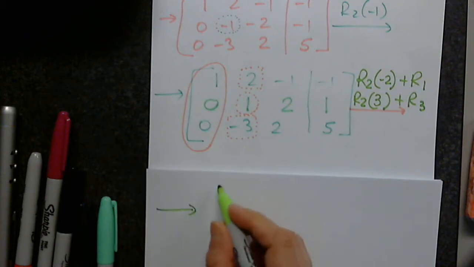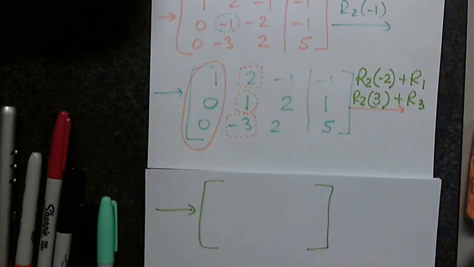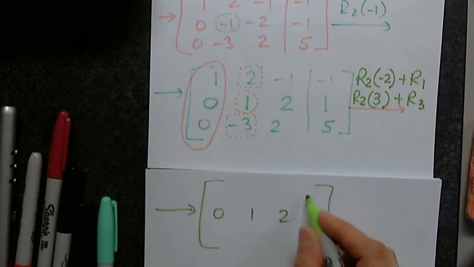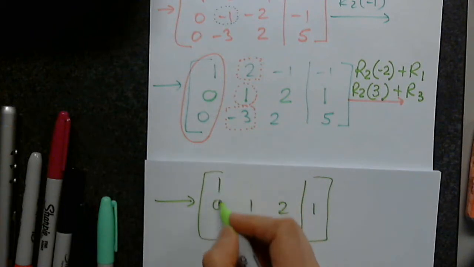Arrow, not equal symbol. I have to copy the middle row now, because that will not change. I have to copy the 1 and 0, 0. That will not change. Ready?